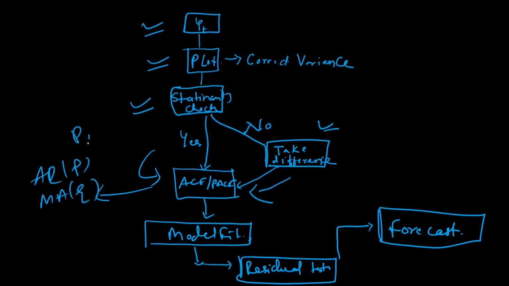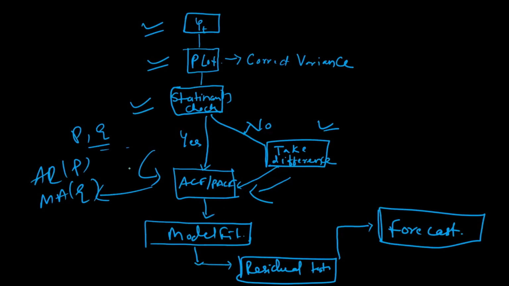Okay, so find out the value of P and Q in the terms. It's not necessary that you always have an AR or MA term. Sometimes P and Q can take any positive value. They both could be 0 as well. Then you check for model fitness.